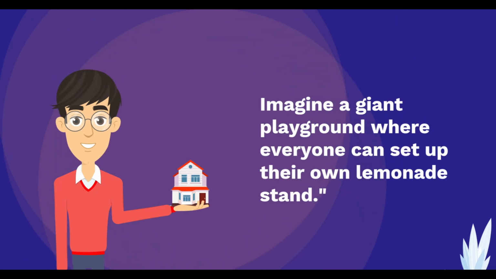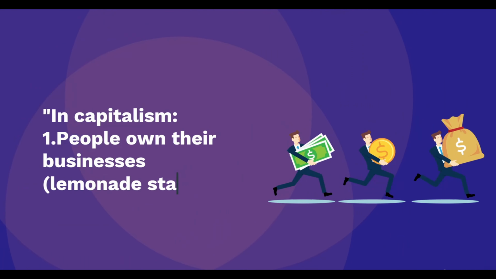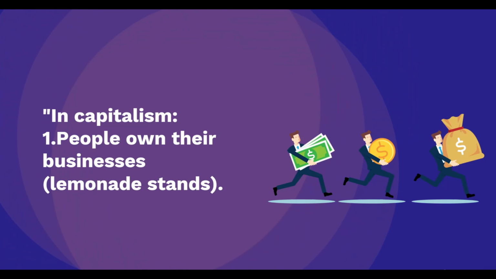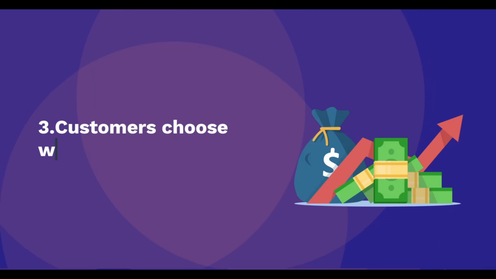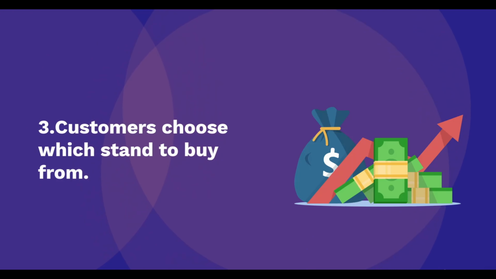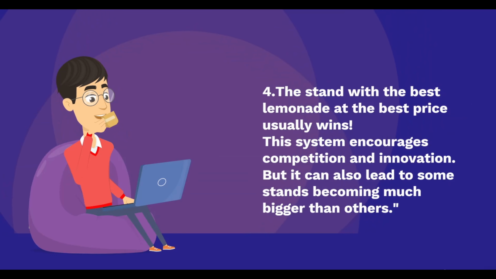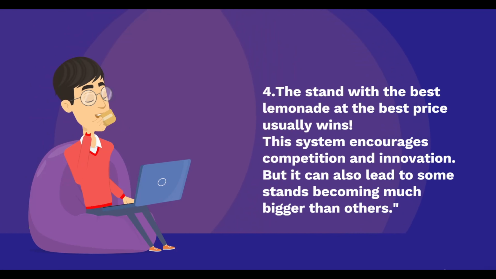Imagine a giant playground where everyone can set up their own lemonade stand. In capitalism, 1. People own their businesses, lemonade stands. 2. They decide what to sell and for how much. 3. Customers choose which stand to buy from. 4. The stand with the best lemonade at the best price usually wins. This system encourages competition and innovation. But it can also lead to some stands becoming much bigger than others.